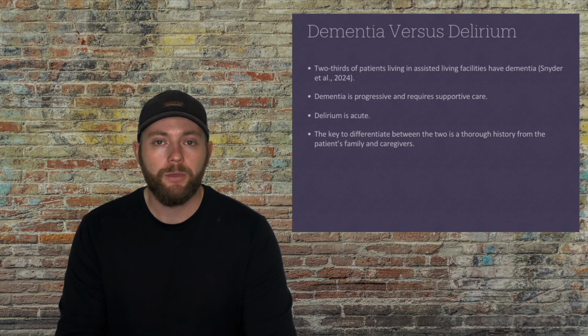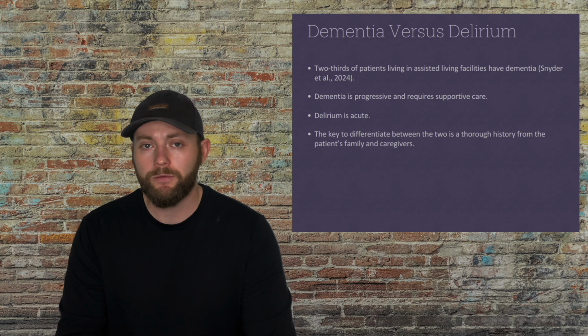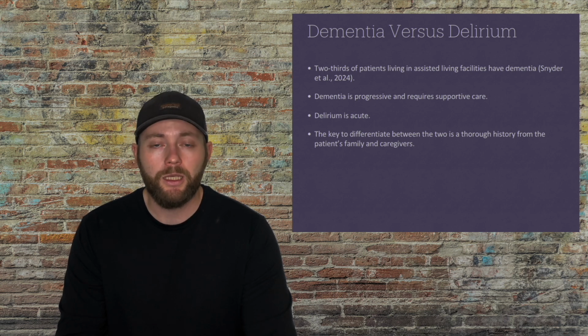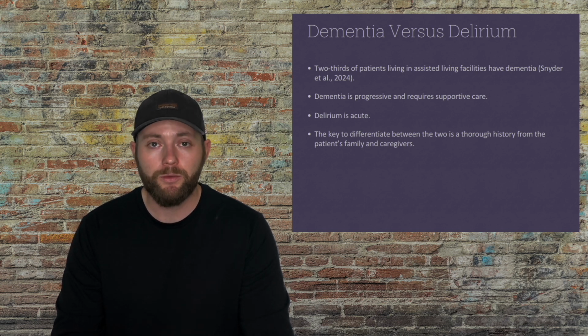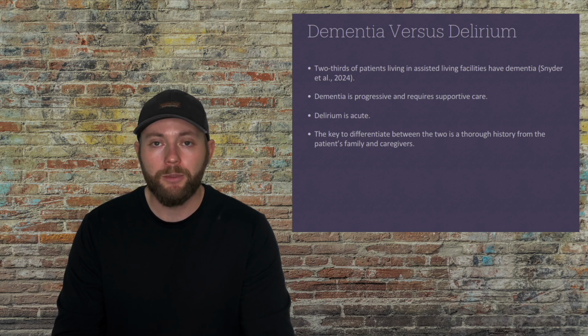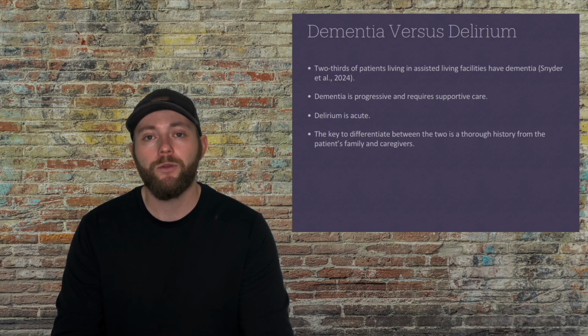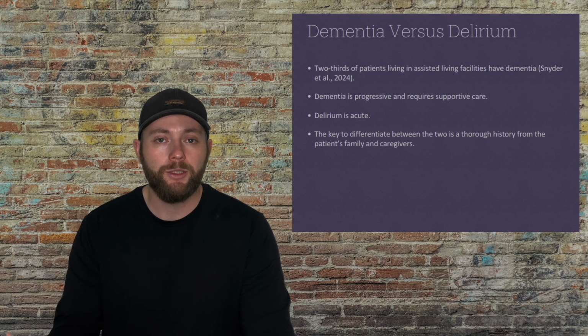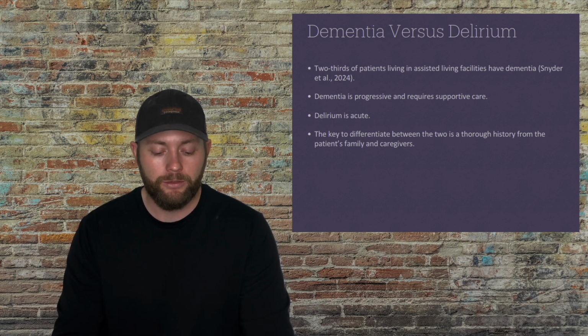Two-thirds of patients living in an assisted living facility have dementia. Dementia is characterized by progressive loss of cognitive function. Alzheimer's is also a common form of dementia. Many EMS responses may be a result of a new presentation of dementia related symptoms or inability to manage behavior outbursts as dementia progresses into later stages.